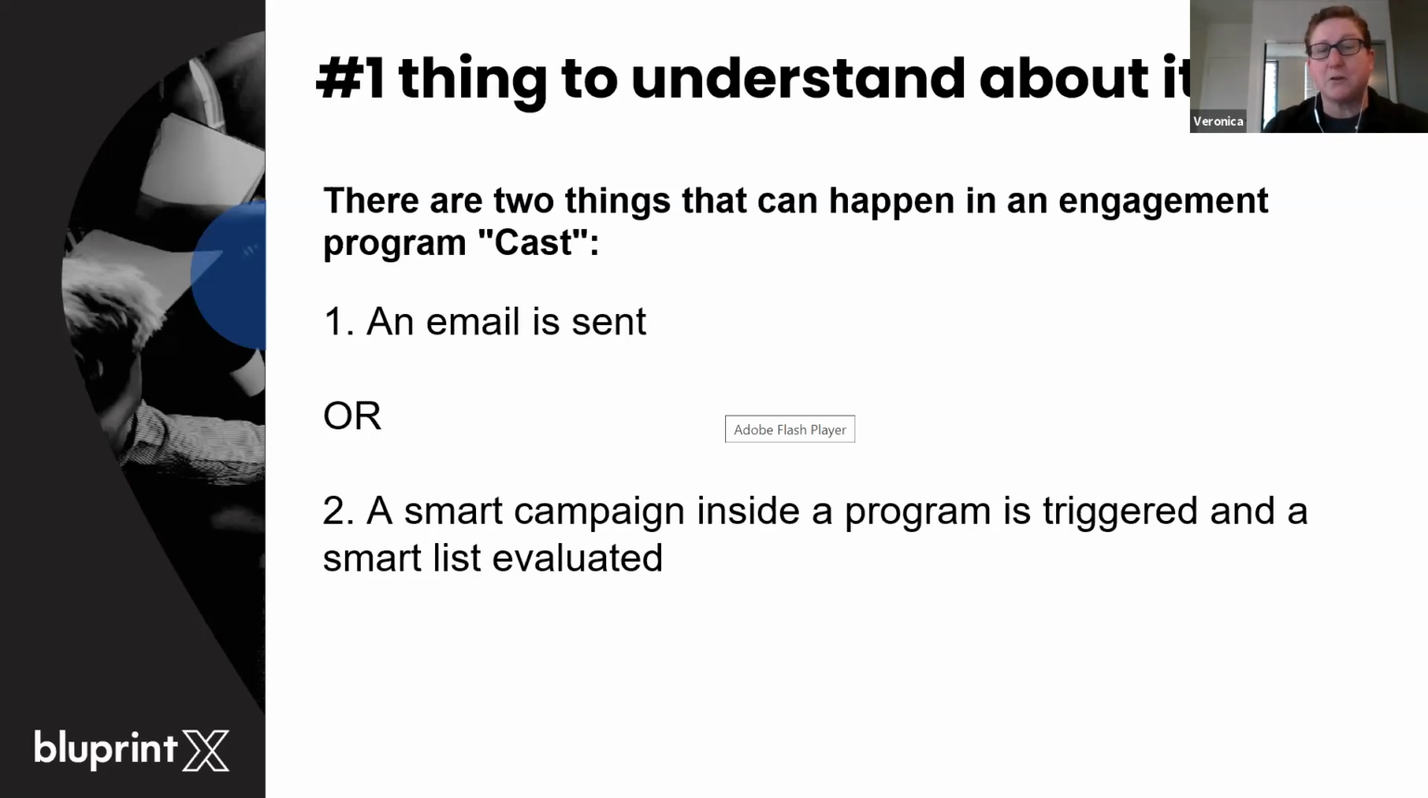The reason I'm bringing this up is because the number one thing people get stuck on when they're using programs in engagement streams is: if they don't qualify for that program in that cast, does that mean they skip over that program and move to the next cast, like they would with an email if they'd already received an email? It's not the case. Just by evaluating that smart campaign, they have been in the cast. So they're not going to get any communication in that particular cast if they haven't met the smart list criteria. They're also not moving on to the next cast. So they just won't get anything for that cast. It's a really important distinction as to how that works.